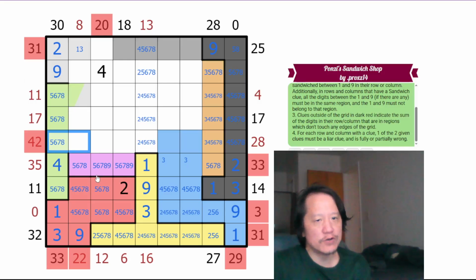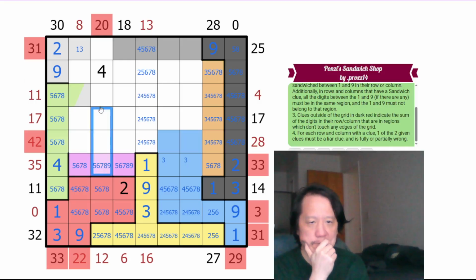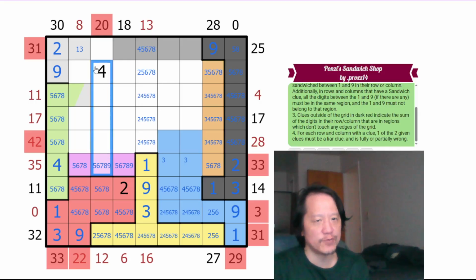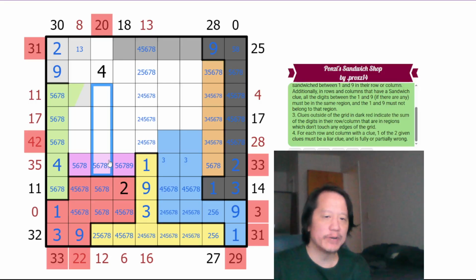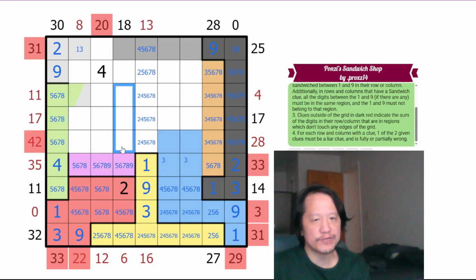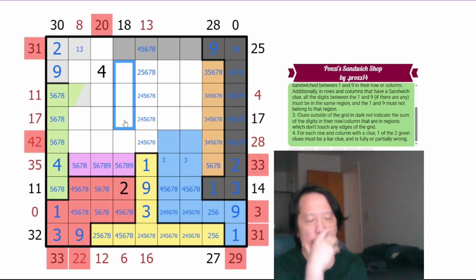We have 12 at most here. So technically it could be 4 digits. Technically. We don't know, though. What about 18? You could have 3 cells. Huh, that's interesting.